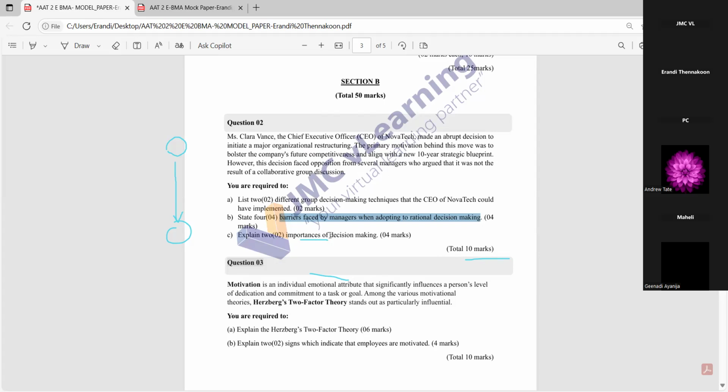Explain two importances of decision making. So what are the importances of decision making? Decision making, if you can make decisions in your organization, right? Decision making.